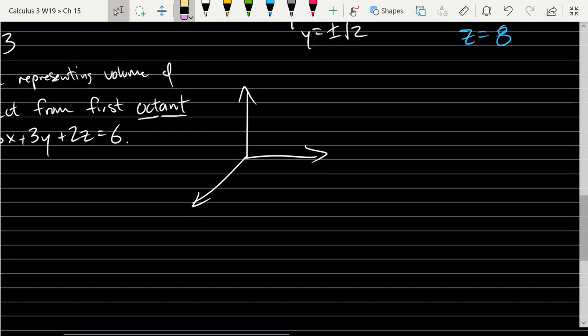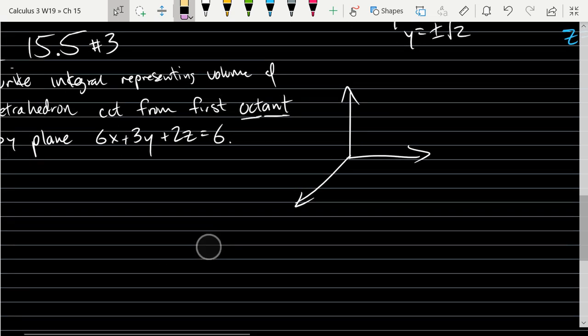I've never seen the second octant referred to, so I don't know which coordinate you'd make negative. I'd say x just because it's first, but who knows. All right, but first octant, we all agree, is where all coordinates are positive.